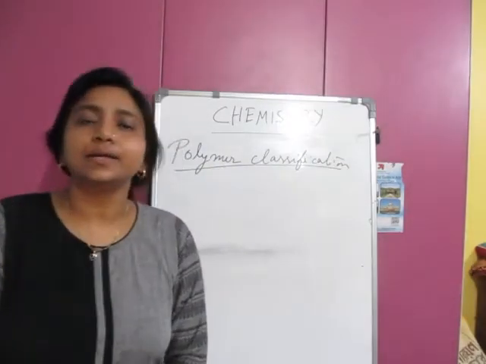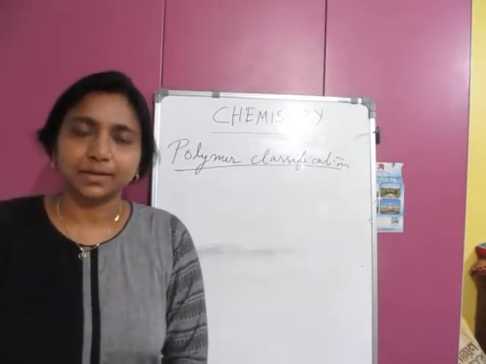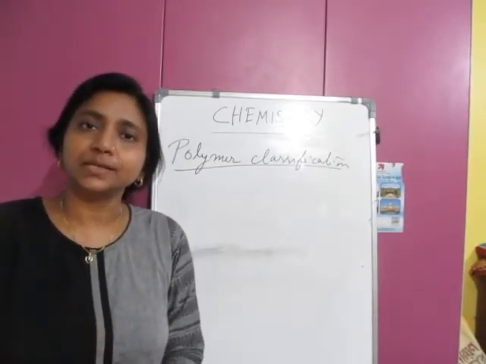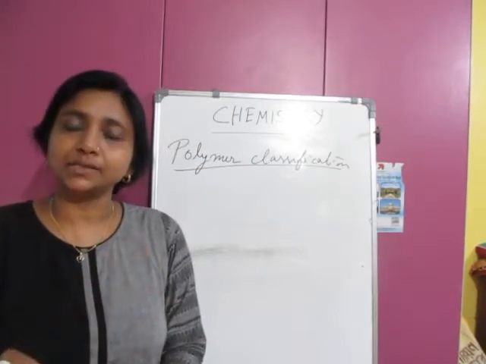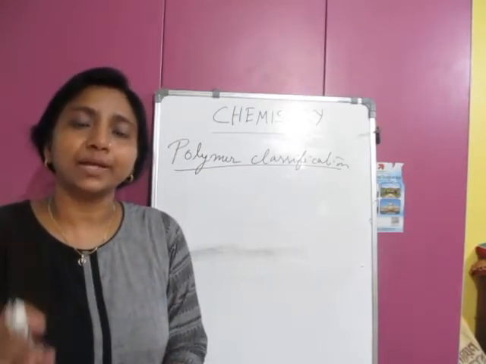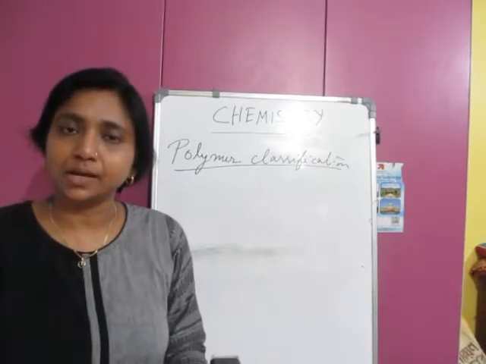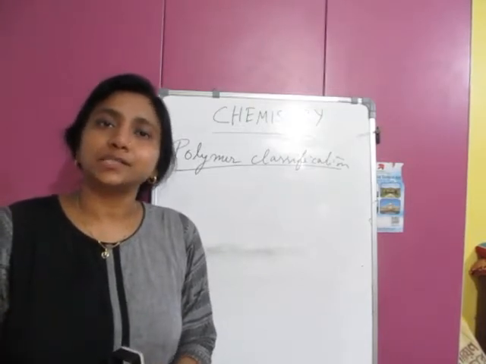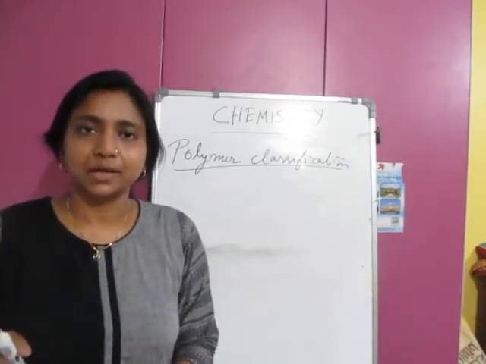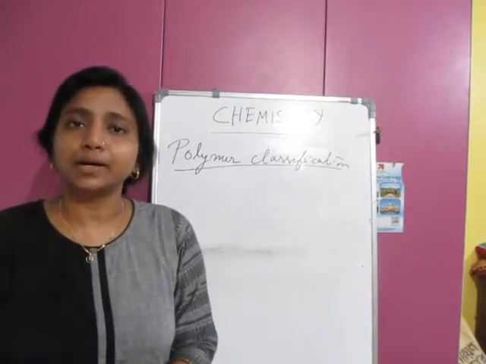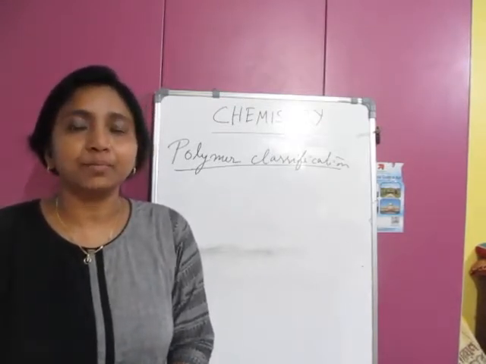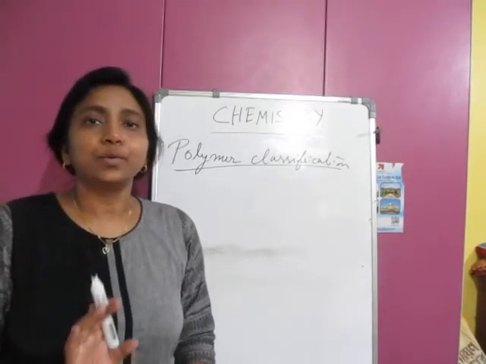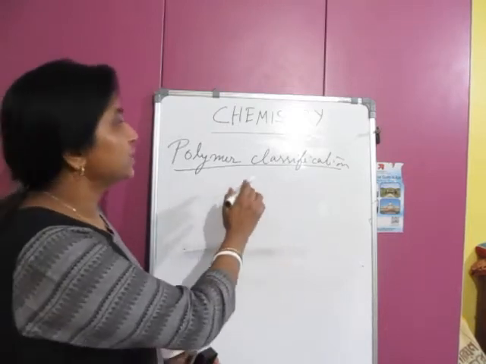So you have learned in the last lecture what a monomer is, what polymers are, their definition, and their applications in different fields. You have also learned to write the structures of different polymers like bakelite, natural rubber, polyethylene, polypropylene, and polyvinyl chloride. Today you will learn the classification of polymers.